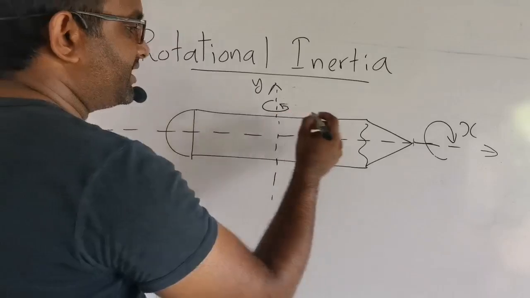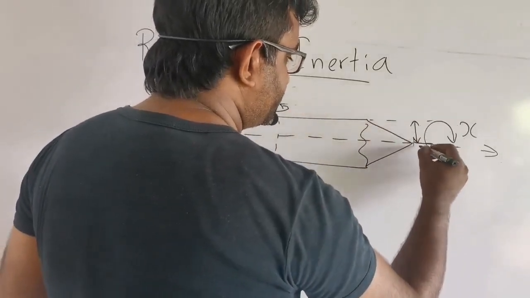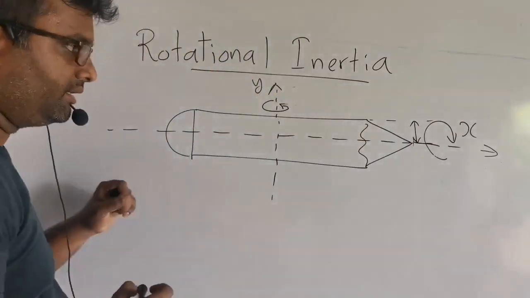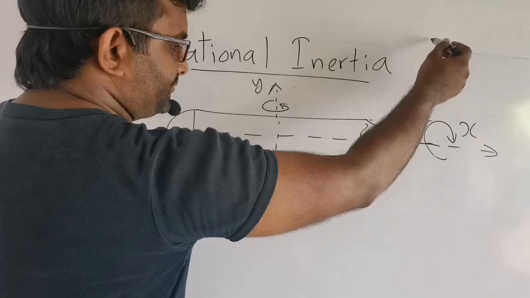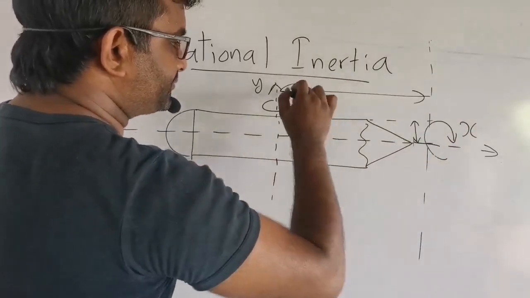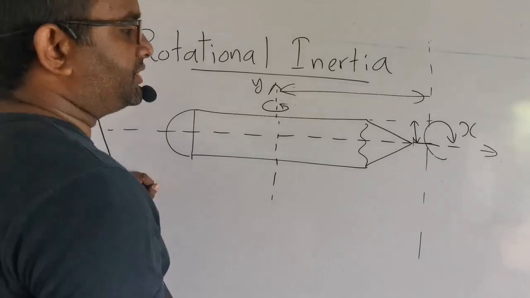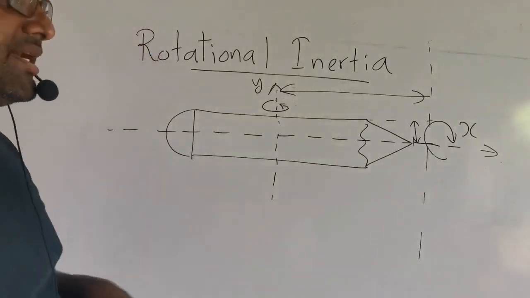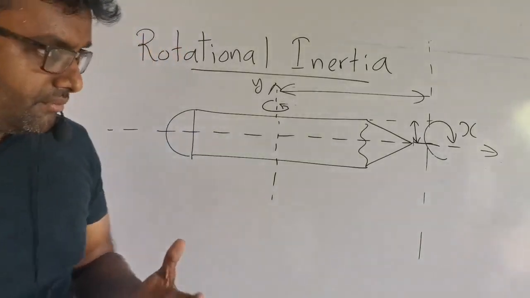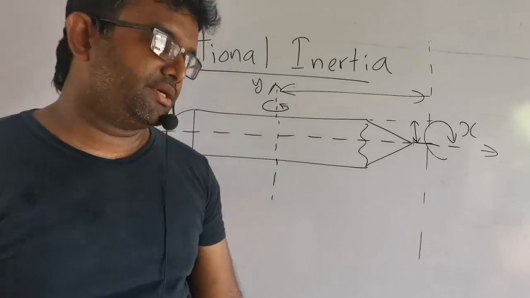Now about the x-axis, you can see the distribution is limited. But when we consider the y-axis, you can see that the distribution area is large. So therefore we can say the second quantity, what is that? That is mass distribution.